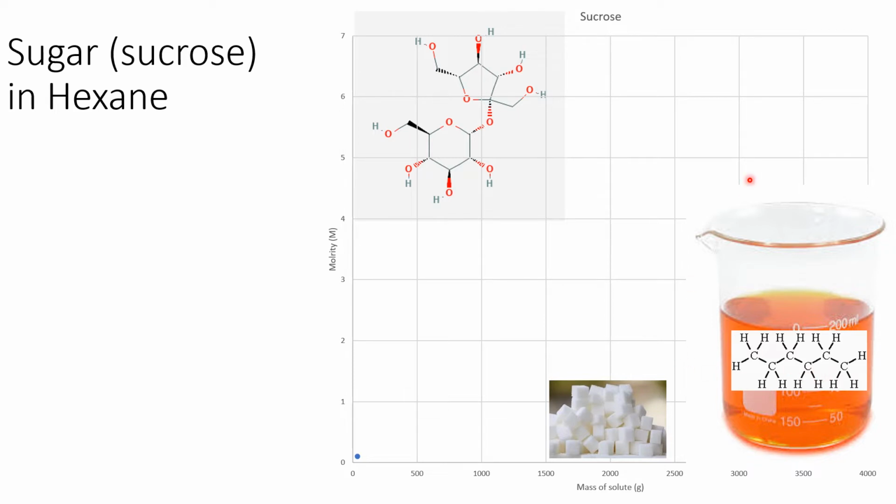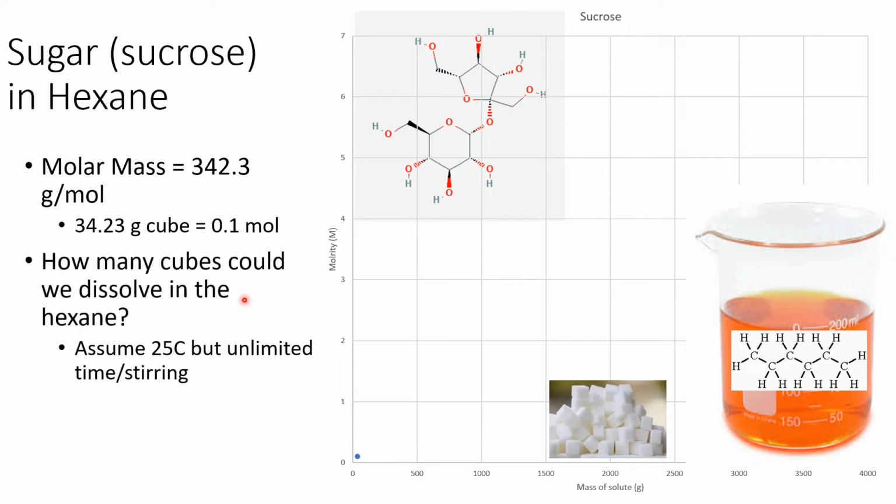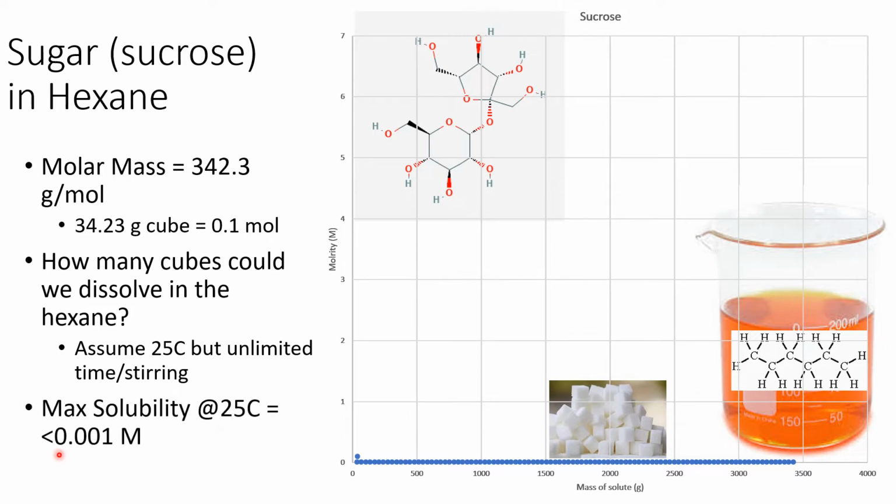So I hope that at this point you would expect this to not be a great molecule to try to dissolve in a nonpolar solvent like this. Same setup with 0.1 moles per cube of sugar here, right? And we have unlimited stirring and unlimited time, but as you add cubes, you get next to no dissolved sugar in the hexane, because sugar is not a good molecule to try to dissolve in a nonpolar solvent. In fact, the max solubility is somewhere less than 0.001 molar. So very, very low solubility.